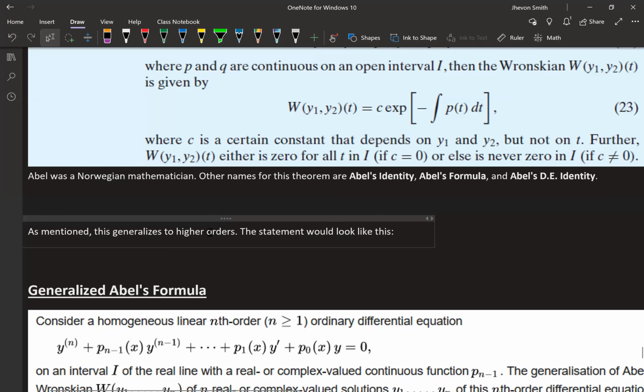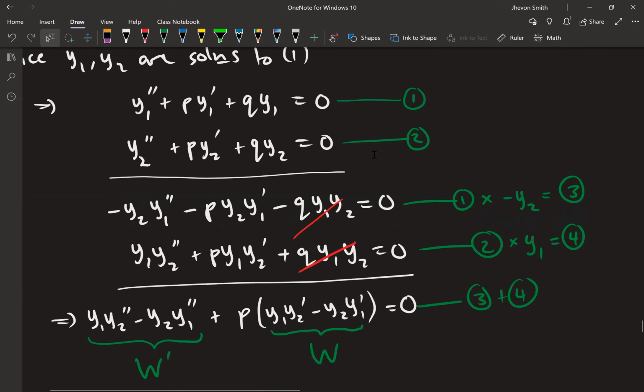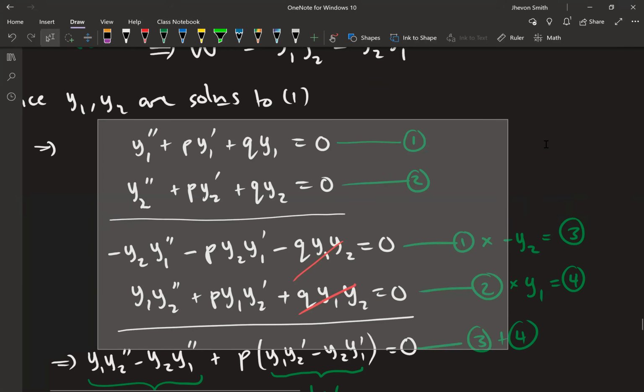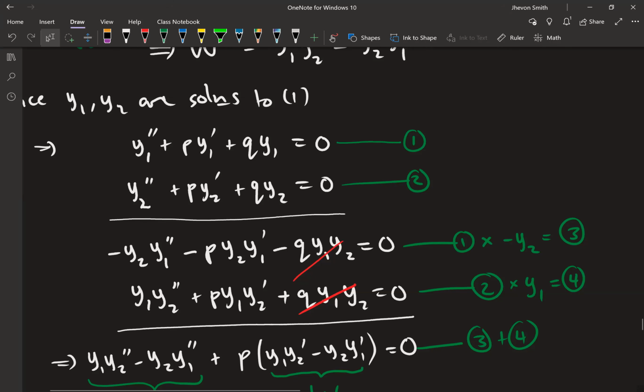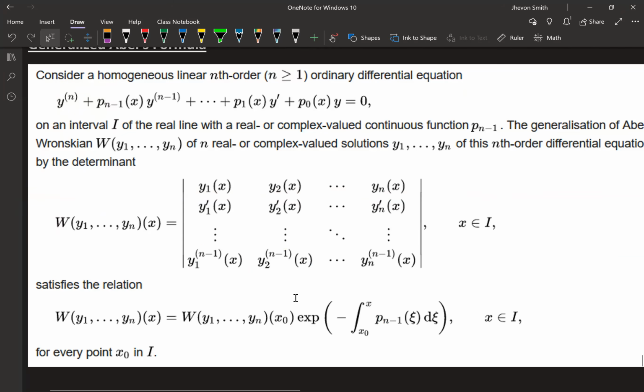This actually generalizes to higher orders as well. So yes, this is what it would look like for a second order, but you can actually do a very similar thing with linear algebra for much larger systems and figure out what it would look like for nth order. And this is what it would look like. So it's still going to be some constant, and it's e to the minus integral of p n minus 1. And what is that? Well, it's still the coefficient of the n minus first derivative.